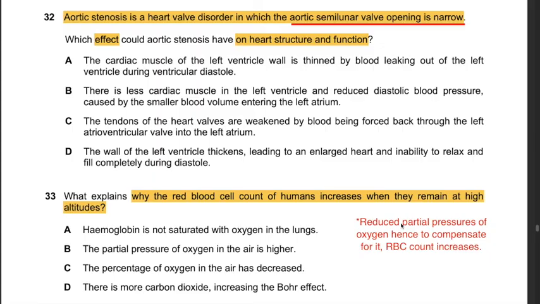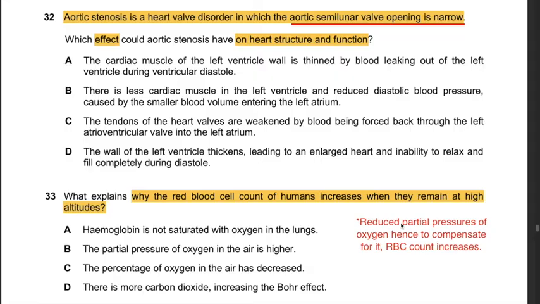C. The tendons of the heart valves are weakened by blood being forced back through the left atrioventricular valve into the left atrium. The disorder occurs only to the aortic semilunar valve, not to the atrioventricular valve. Hence, backflow is prevented and blood cannot enter into the left atrium. Hence, C is incorrect.